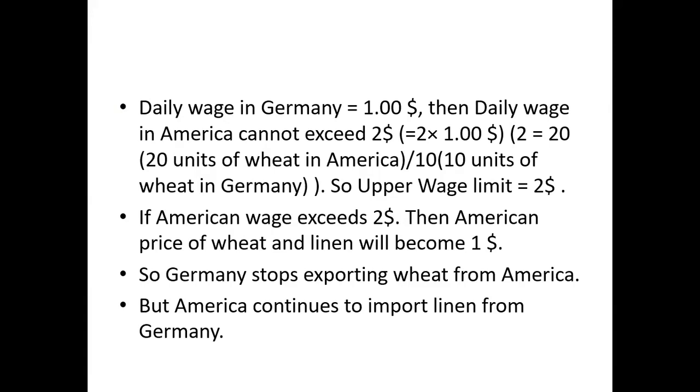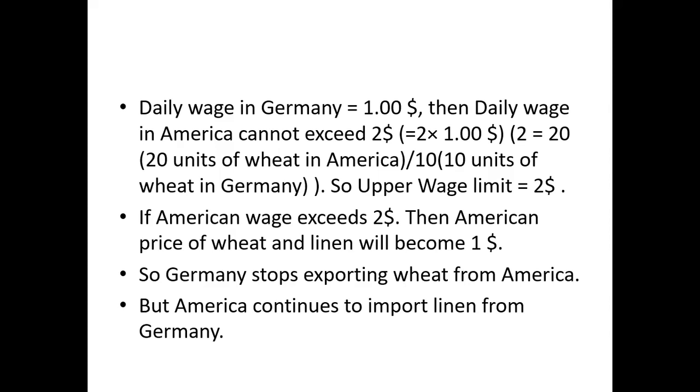We have assumed that the daily wage in Germany is $1. Then the daily wage in America should not exceed $2. It cannot be more than double Germany's wage. This upper limit is fixed by the American real cost advantage in the production of wheat, which is 2:1. That is, 20 units of wheat in America is to 10 units of wheat in Germany.